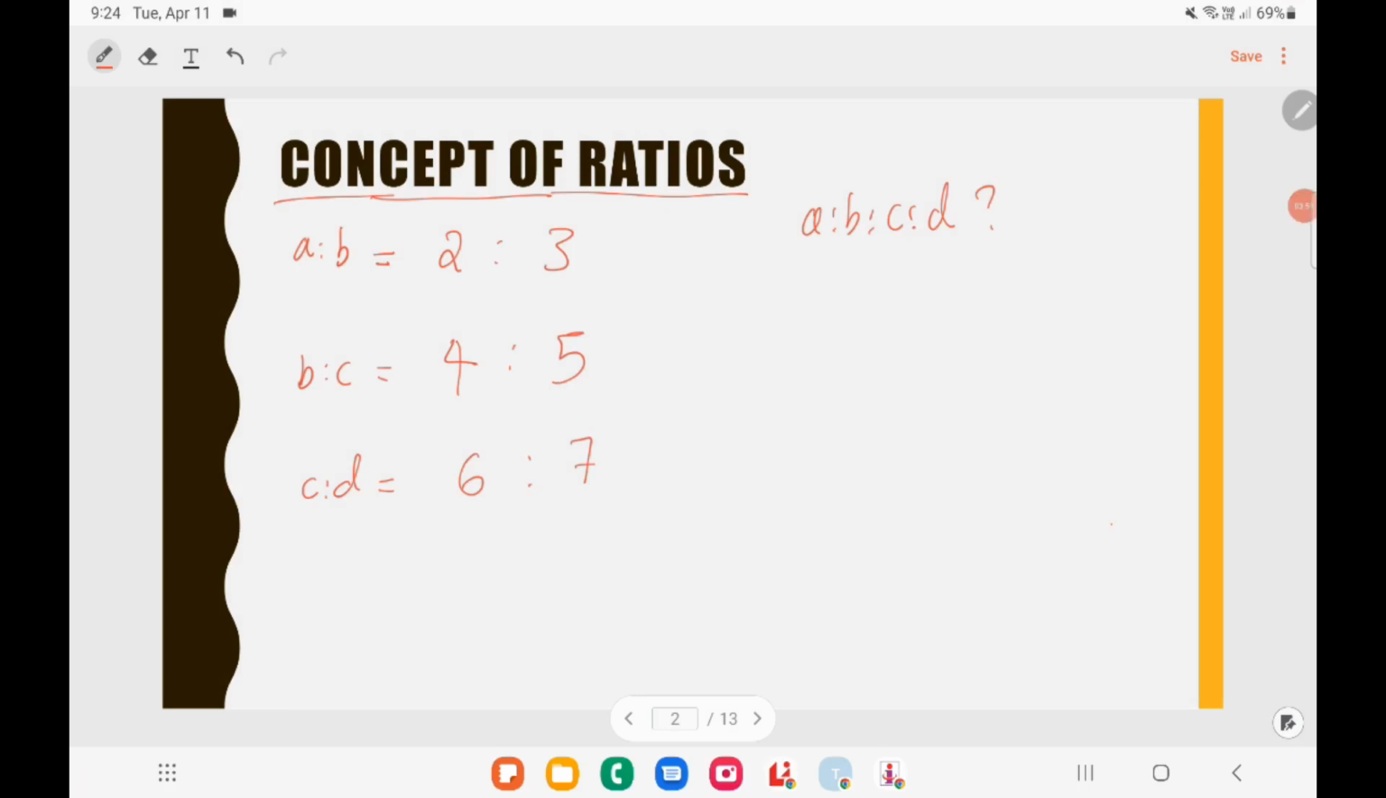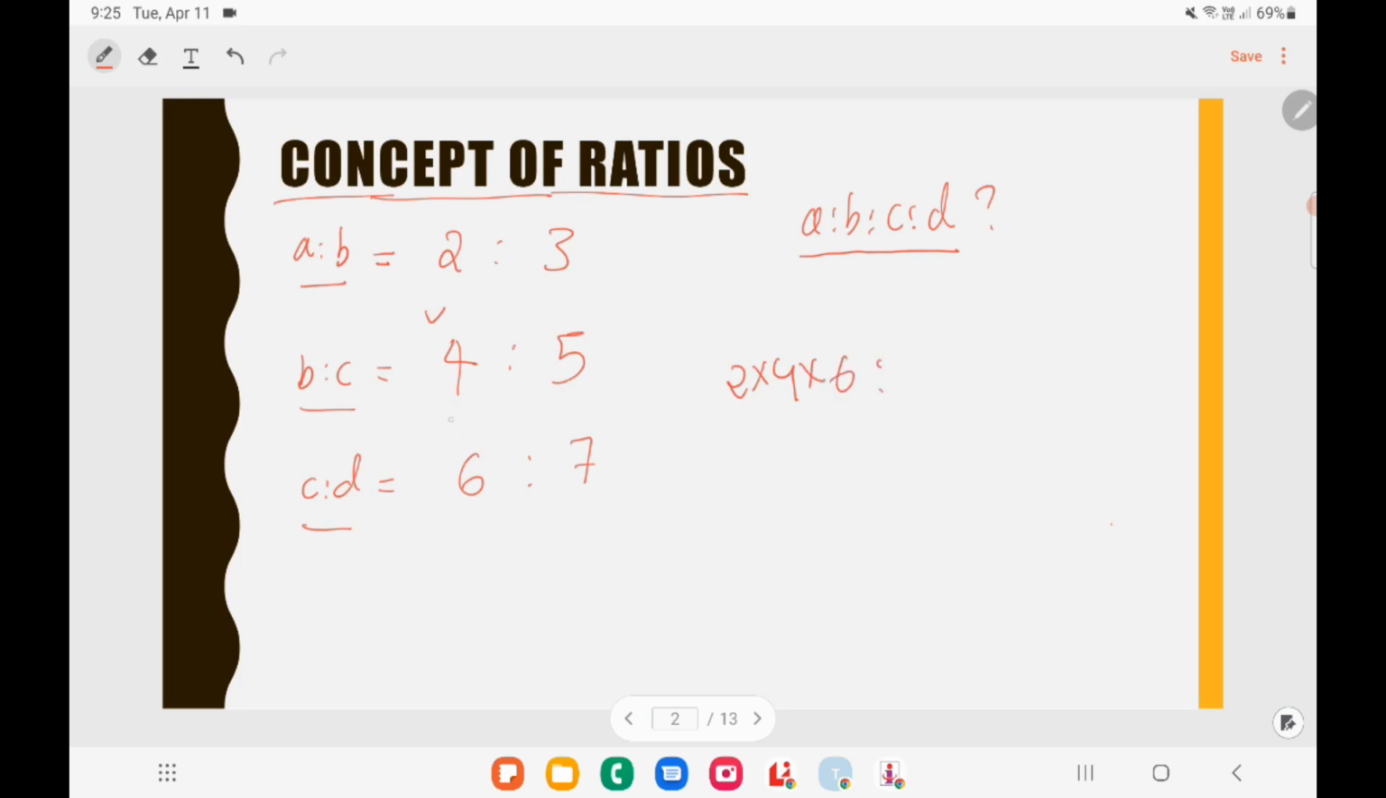Now let's see another question. Here you are given A is to B, then B is to C, and you are also given C is to D. Now you need to find out what A is to B is to C is to D is. So here there are 4 variables. Let's see how we can do this. There is also a trick here. First, you need to multiply like this, that is 2 into 4 into 6.